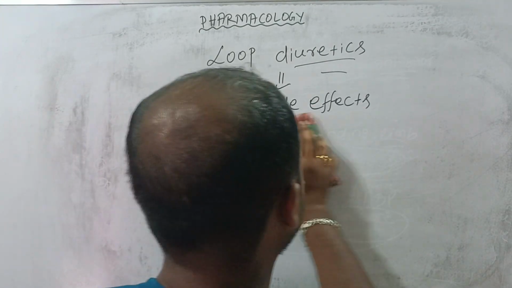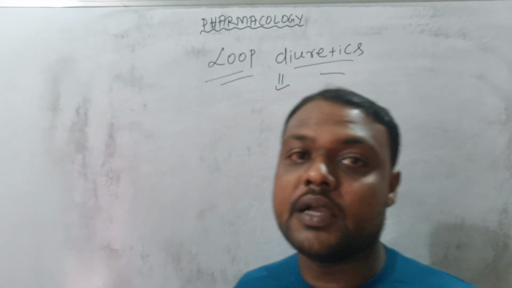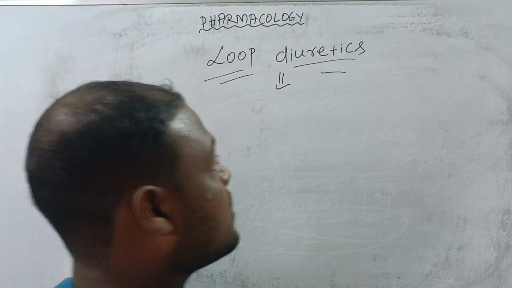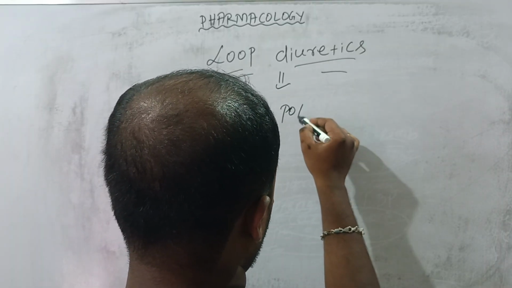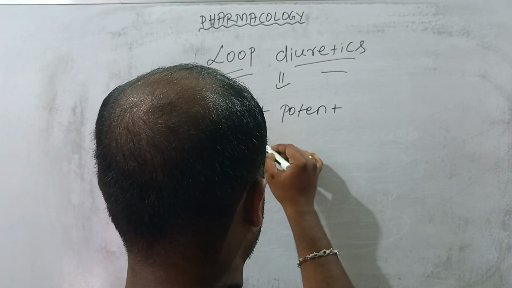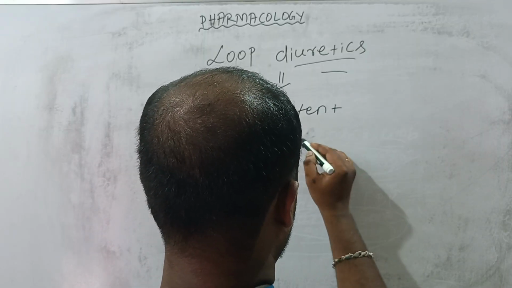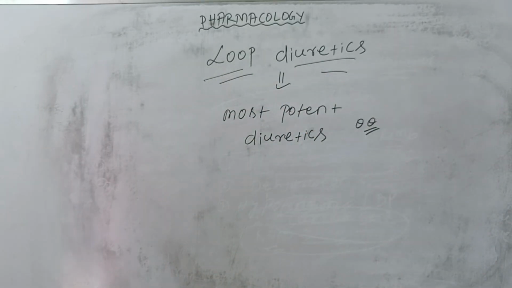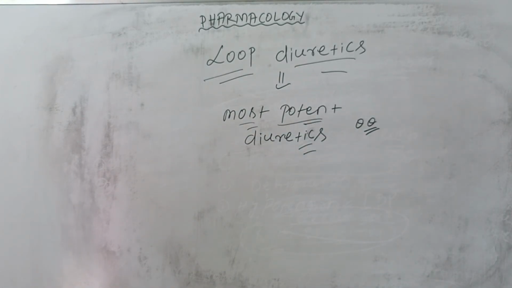If the entrance examination asks which diuretic is the most potent diuretic, the loop diuretic is the most potent diuretic. Clear? That is the question. The loop diuretics are the most potent diuretics.